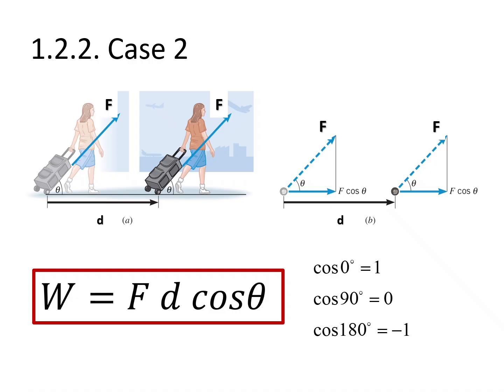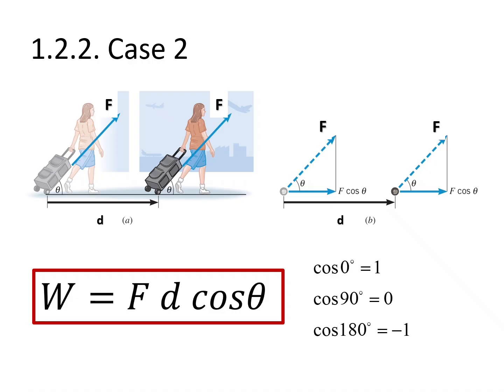If theta equals 180 degrees, cosine theta equals negative 1. The force points directly opposite the displacement, so the work is negative. Friction is a common example. If an object slides to the right, kinetic friction acts to the left, opposite the motion. So friction does negative work.